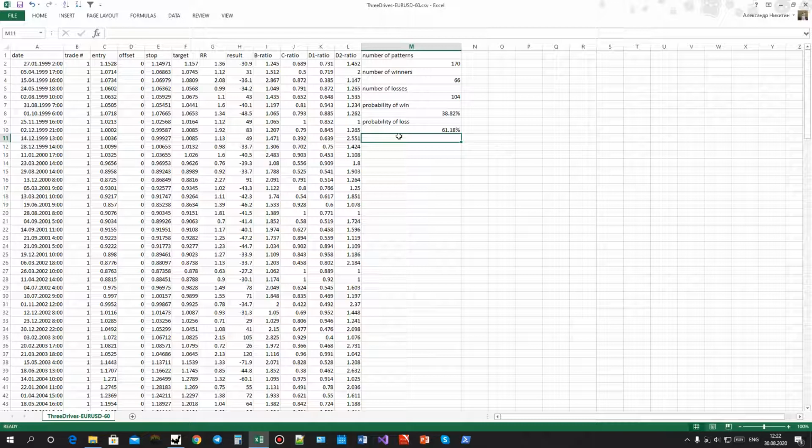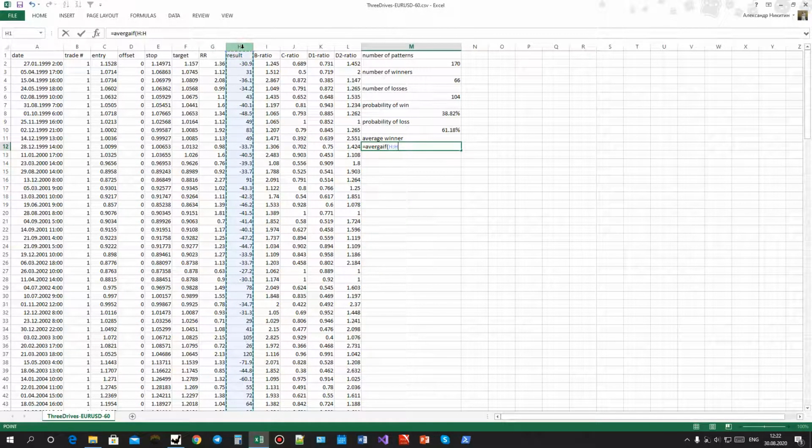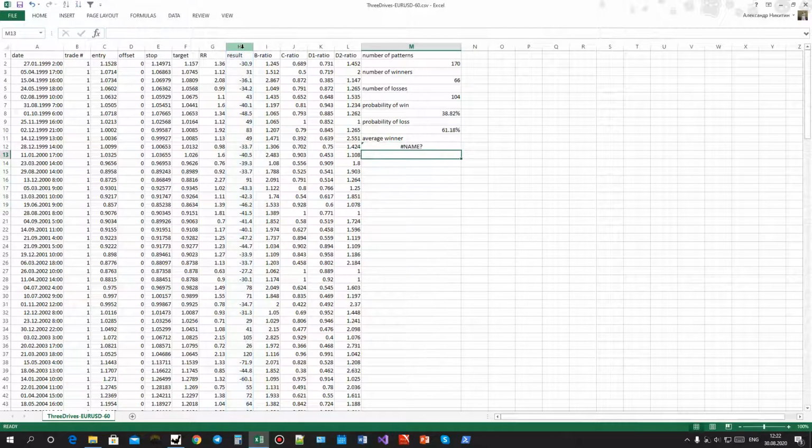Okay, then let's do the calculation of average win. Sorry, average winner, and it is average if within the result range, and it should be more than 0. Sorry, something goes average.